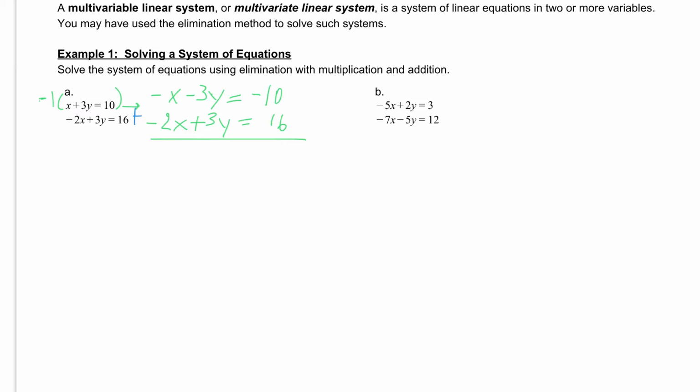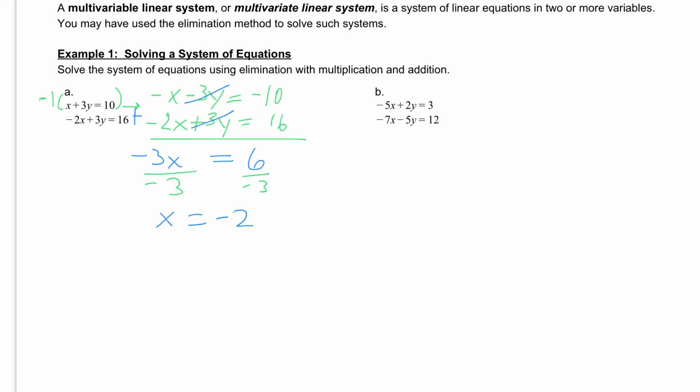When I add -x and -2x, I get -3x. -3y and positive 3y are going to cancel. And -10 plus 16 will give me 6. Now I need to solve for x by dividing both sides by -3. So I can divide both sides by -3, and I get an answer that x is equal to -2.